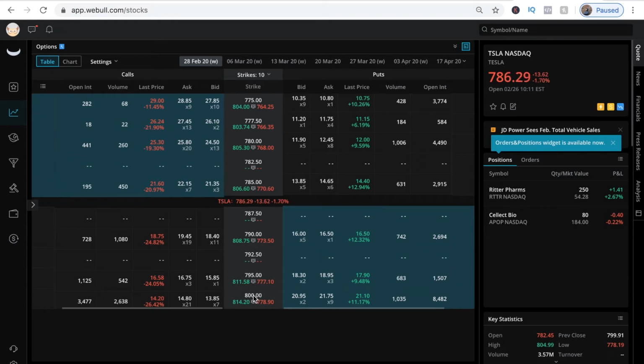Now Robinhood doesn't have this same feature. You have to click on calls, you have to click on puts, so it shows you all of one. Webull here has both, and this is what I've seen on Fidelity. I've used Fidelity before, and it's similar to this where it has them both like that.